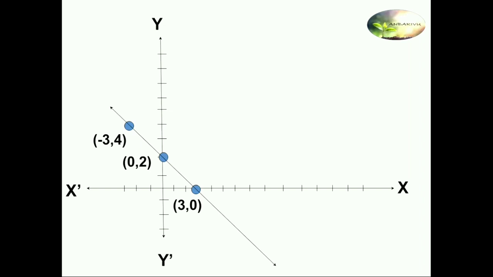Then come to the second equation. First point 0, 4. 0, 4 lies on the y-axis. Then 3, 2. We should see 3 on the x-axis, 2 on the y-axis. Then the third one, 6, 0. 6, 0 lies on the x-axis. Then join the points. Here both the lines never intersect.